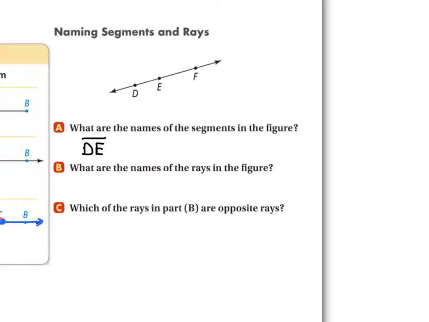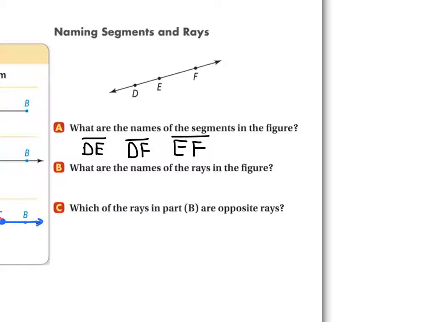How about another segment? Segment DF. Segment DF, that would work. And again, bar across the top. Could I change those letters around? Yes, I could. Segment FD is still the exact same line segment. And what else? EF. And again, yes, I can switch those around. Segment FE is fine. It's the same, or I'm sorry, segment. I keep saying ray. Sorry, segment EF and FE are the same segments. Questions?